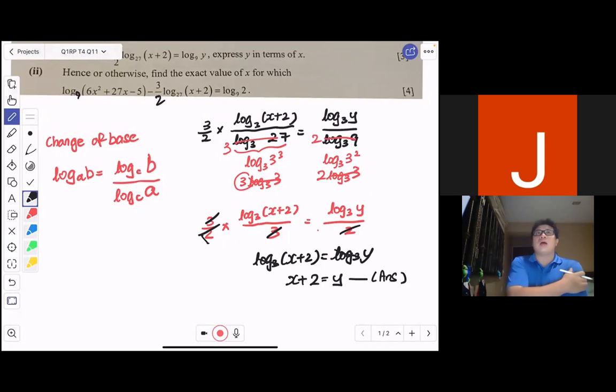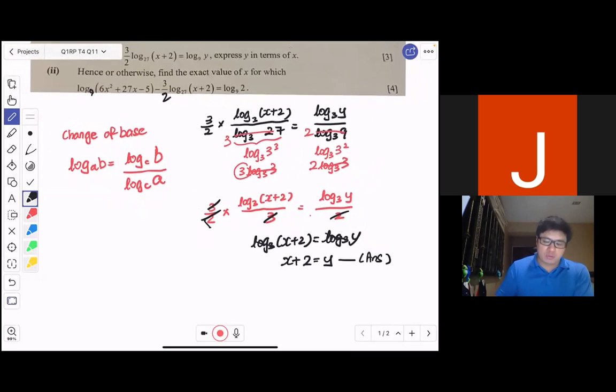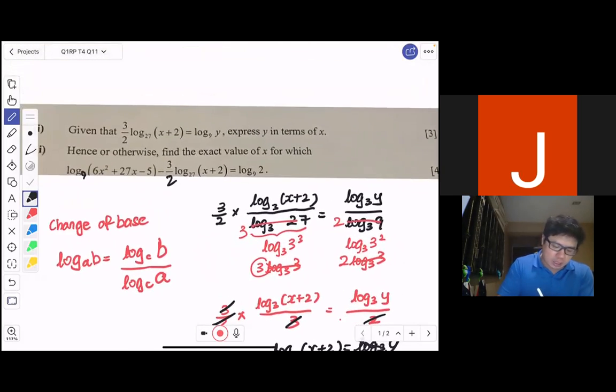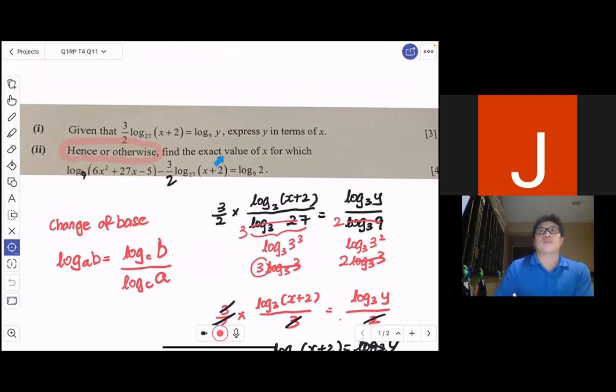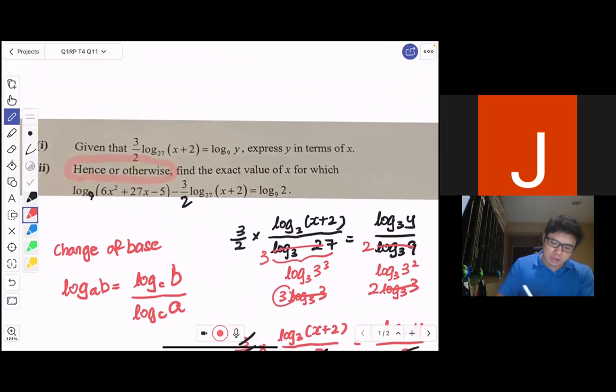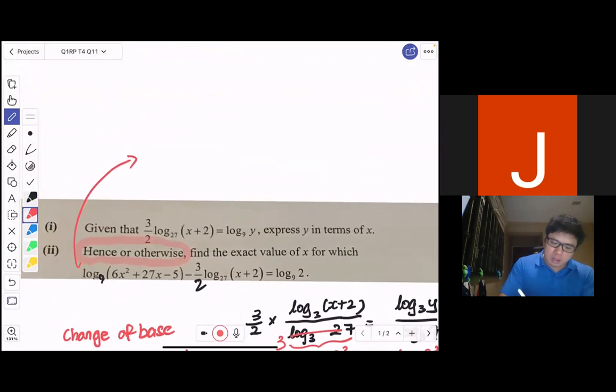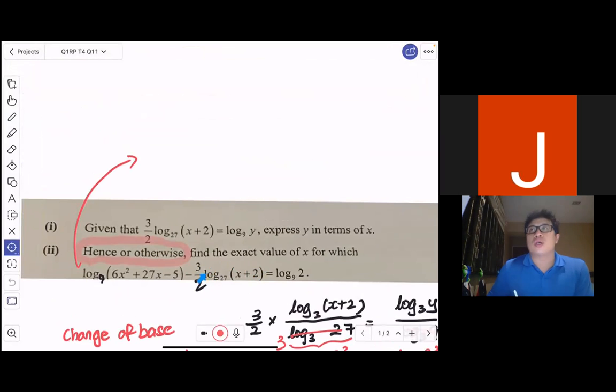All right, now how do I find the exact value for the next question? You notice that 'hence' means that it's related to part 1. So over here, 3 over 2 log base 27 of (x plus 2), you can see that it's connected to the earlier one, which is log base 9 of y. So I can replace 3 over 2 log base 27 of (x plus 2) with log base 9 of y, because in part 1, I know that they are equal. I'm just going to copy paste here. That's what 'hence or otherwise' will tell you. Basically, you're using the result from part 1.